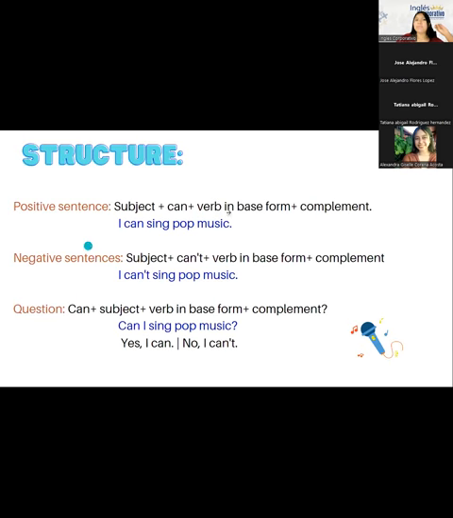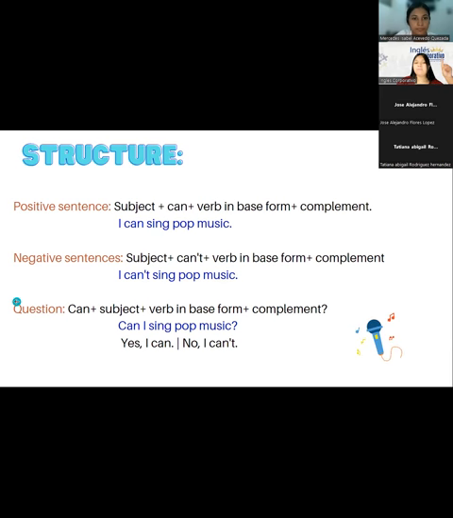Okay, guys. So the structure for can or can't is the following. We have positive sentence, we have negative sentences, and we have question. So let's see. I need one volunteer to read positive sentence, another one to read negative sentences, and one for questions. Mercedes, positive sentences. Negative sentences, Jose. And question, Tatiana. Okay, go, Mercedes.